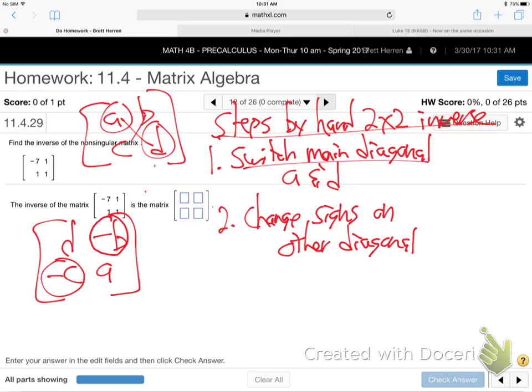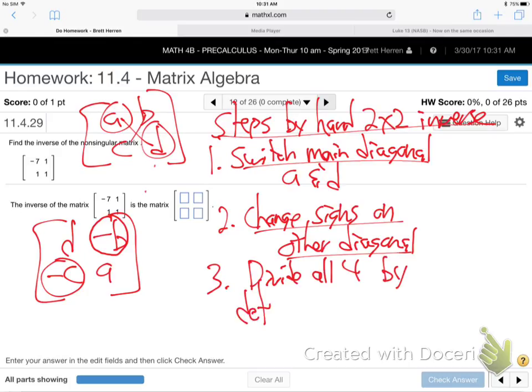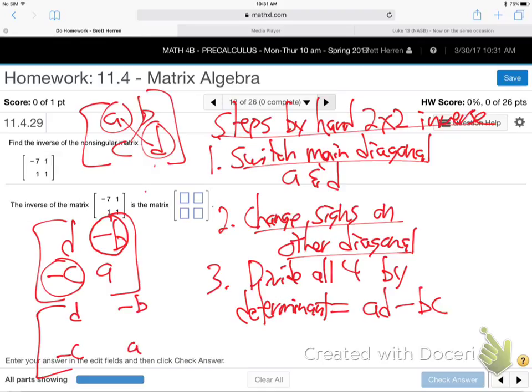All right, anyway, switch the main diagonal, change the signs on the other diagonal. Step 3, divide all 4 by what's called the determinant, which is the number AD minus BC. So then you take all 4 of these and you divide them, all 4 by this number.